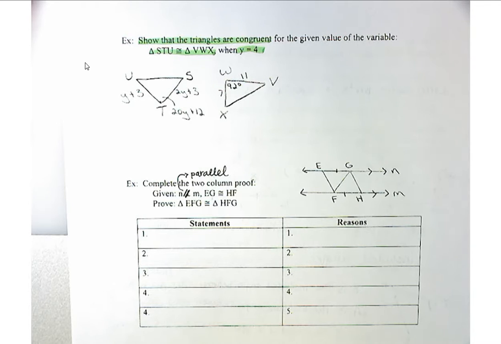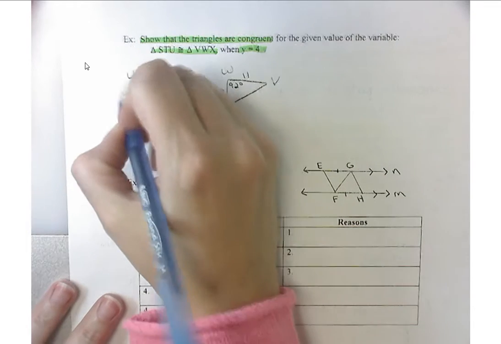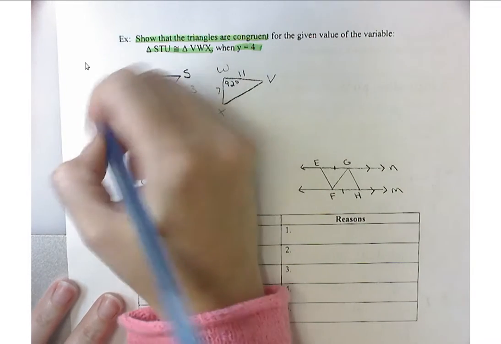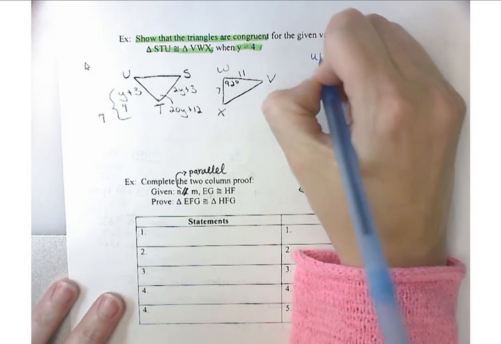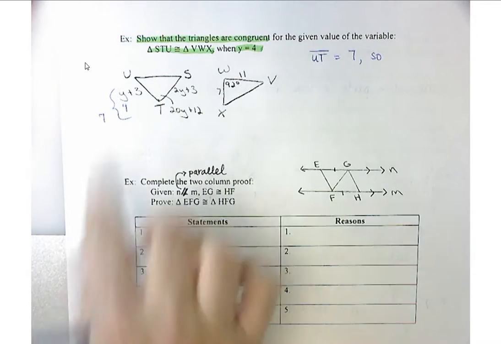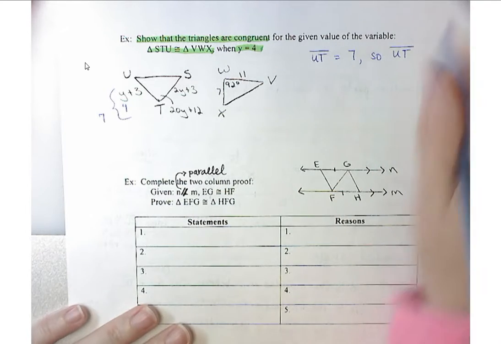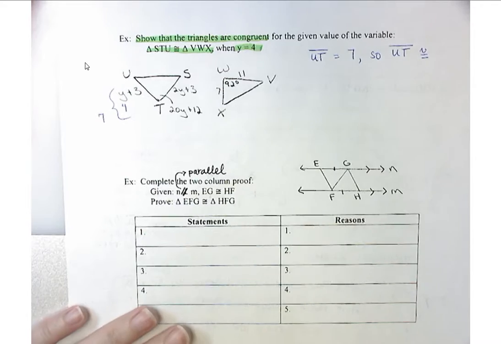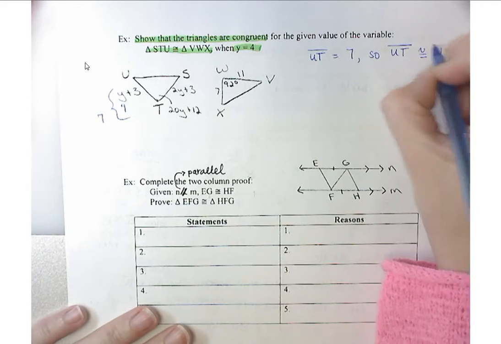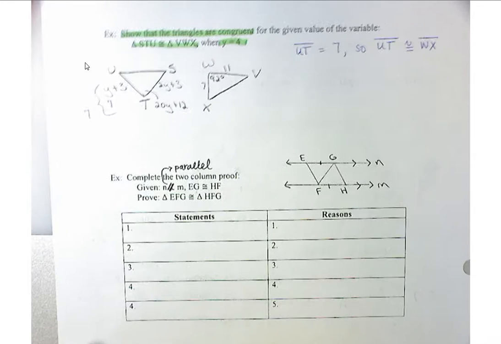One of the first things that you found? I did UT. Okay, yeah. So UT, what'd you get? 7. Good. Okay, so you plugged in 4, and then you found that UT was 7. Perfect. Okay, so UT is going to be 7. And then let's think about what that means. So if UT is 7, then Lance, I know that UT is congruent to what? WX. Yep. Good. Okay, so if UT is going to be 7, then UT is congruent to WX.